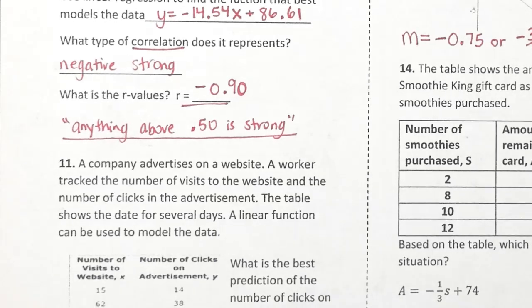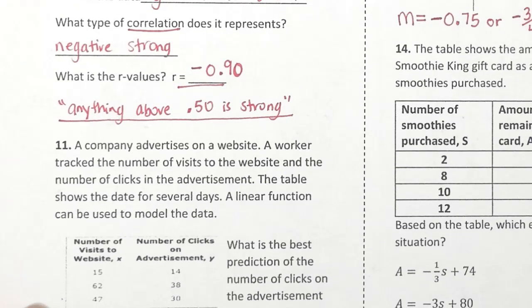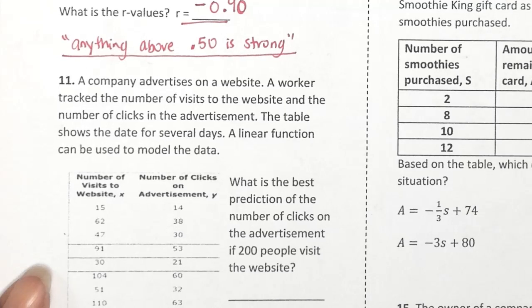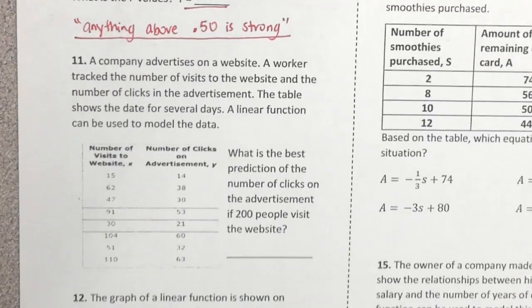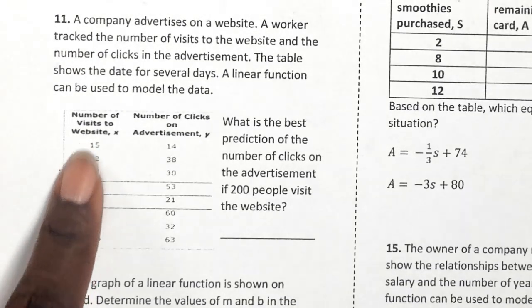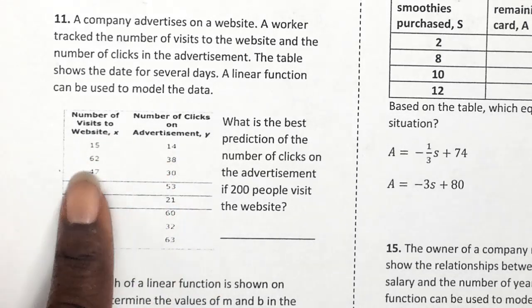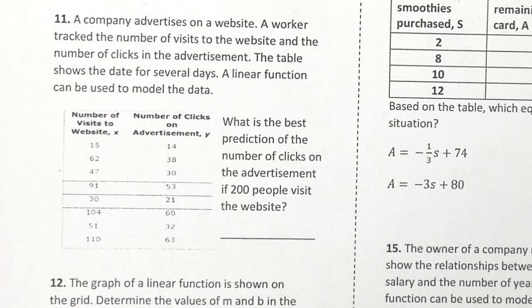No? A company advertises on a website. A worker tracked the number of visits to the website and the number of clicks on the advertisement. The table shows the data for several days. A linear function can be used to model the data. Y'all, this is exactly what we just did in the other one, but it's not going by years, so you do need to use the exact numbers here. Use the exact X's, use the exact Y's. I'm going to pause it for a moment.